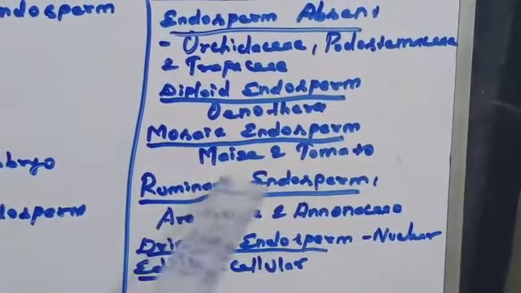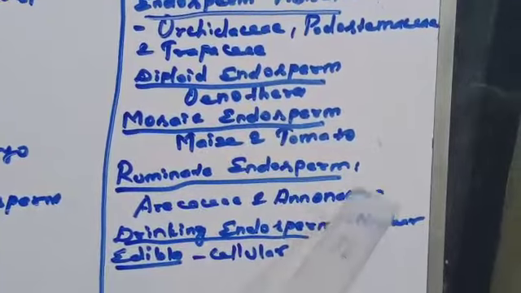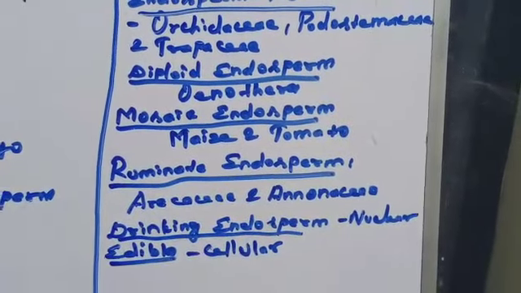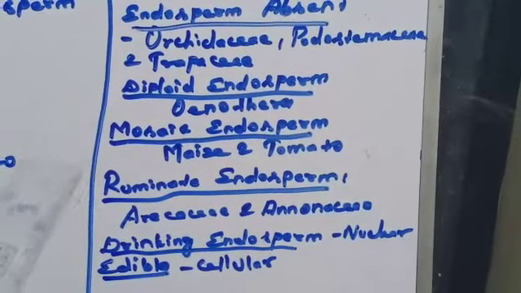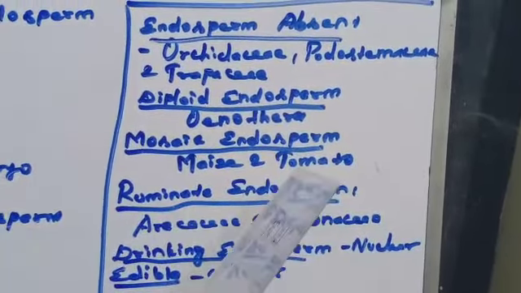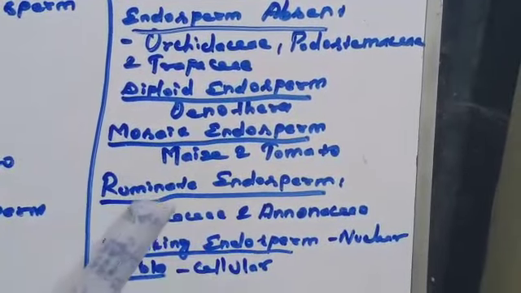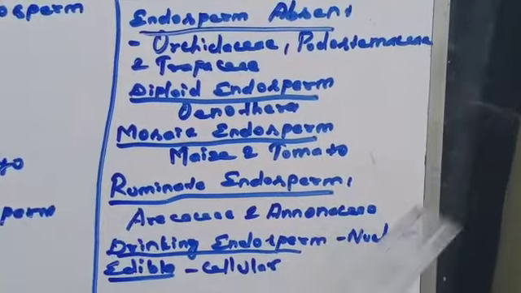Next, ruminate endosperm. This is found in Ericaceae and Annonaceae. That is, the endosperm is having a rough surface. Roughly surfaced endosperm is called ruminate endosperm. It is found in Ericaceae and Annonaceae.